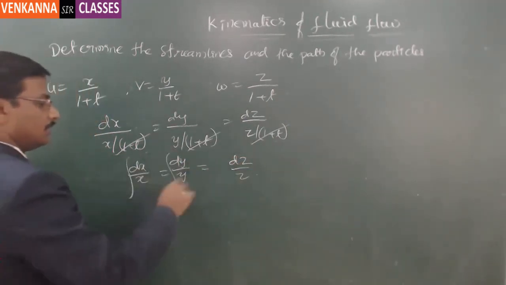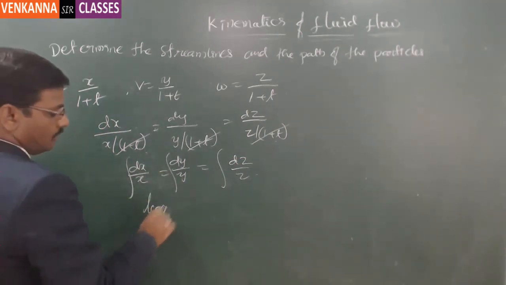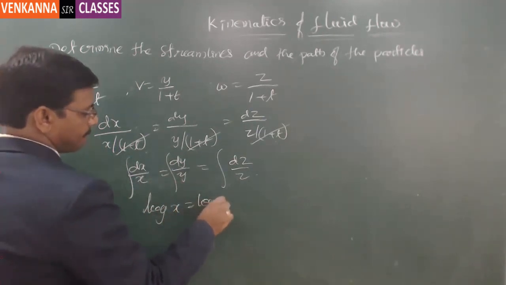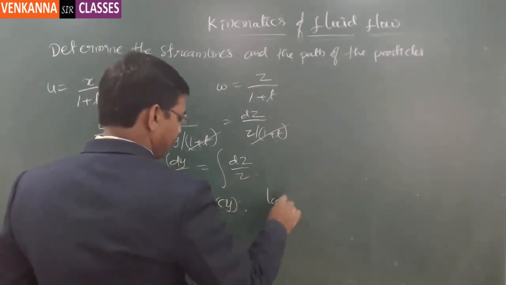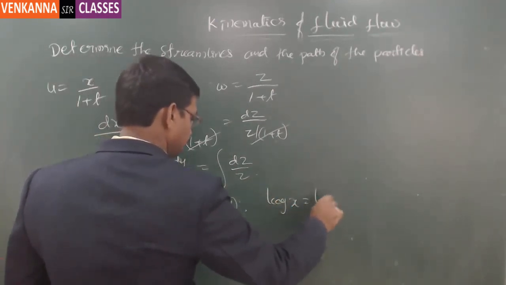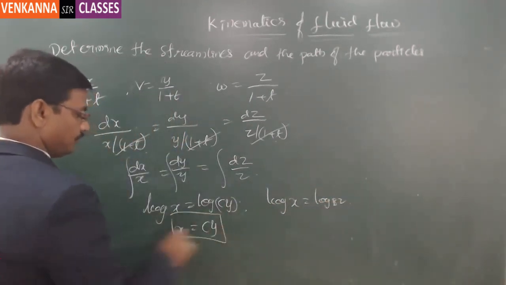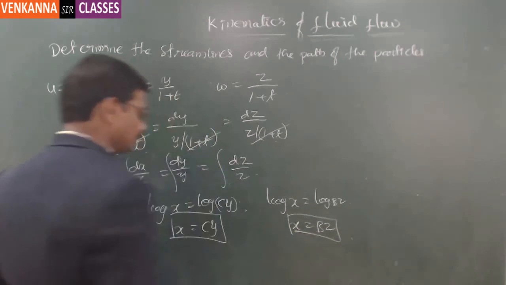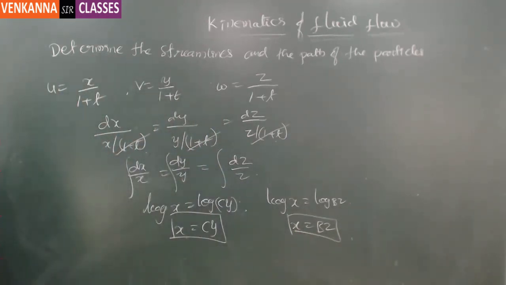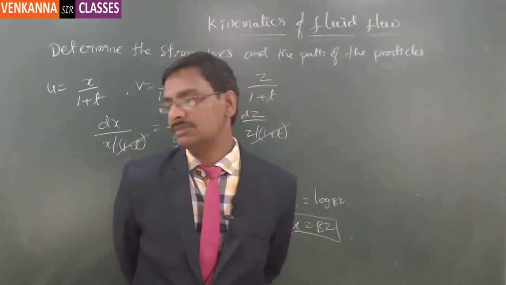Or if you integrate it, then taking these two together, log x equal to log cy, I straight away call the arbitrary constant. And then log x is equal to log bz. Here x is equal to cy and x is equal to bz. So these are the streamlines equation, right? And then he asked us to find out the path of the particle. So when he asked to find the path of the particle, that means he asked for Lagrange's method, right?